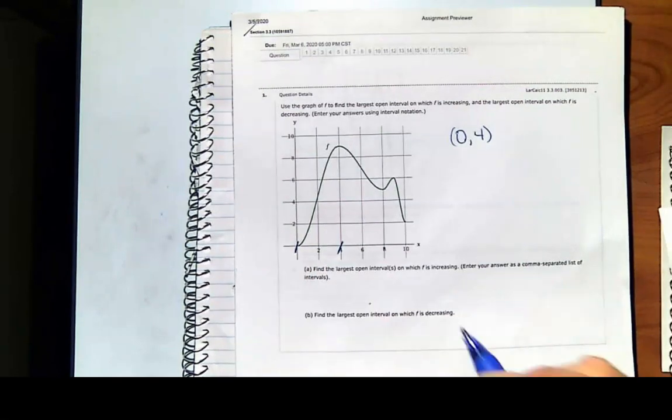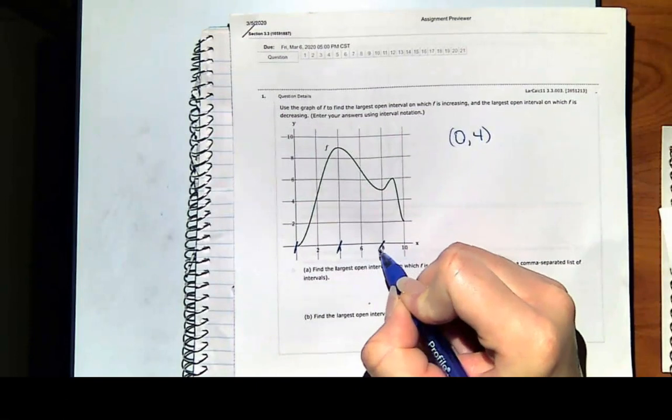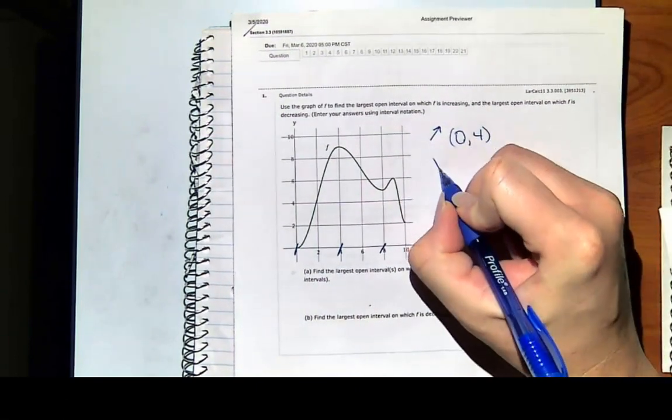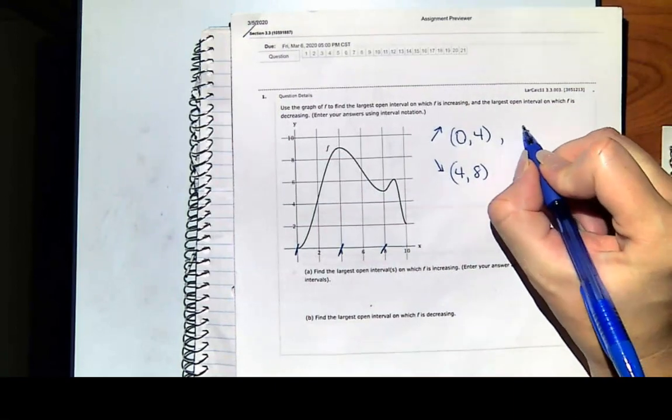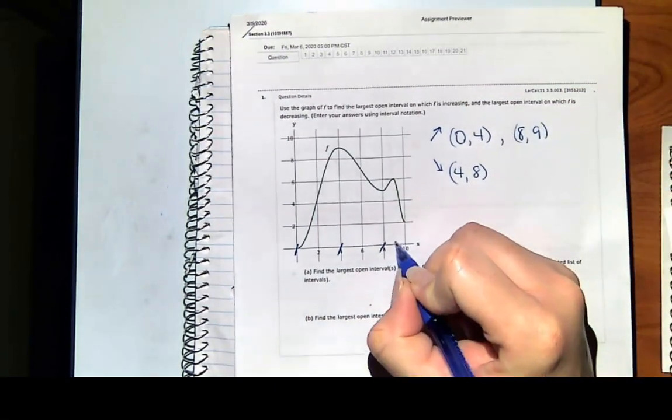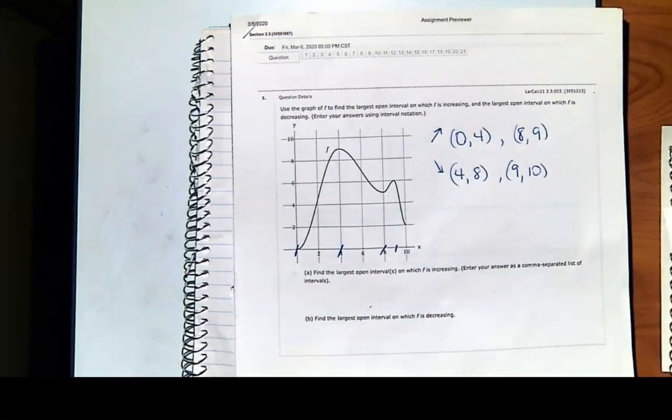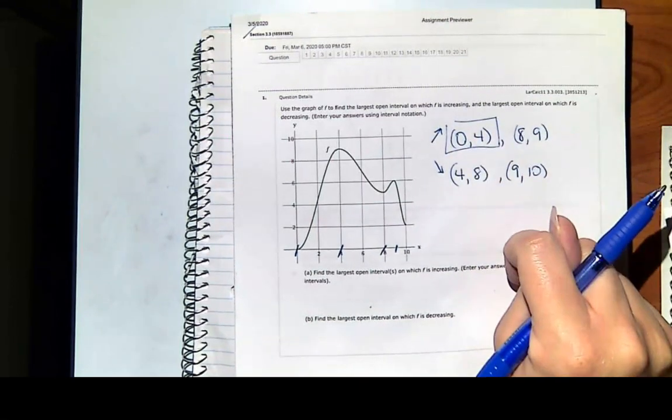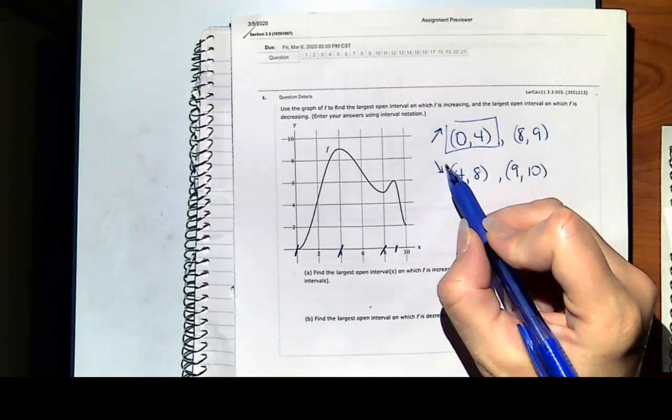So from here to here, on this width, it's going up. From here until here, he's going down. So from 4 to 8, he's going down. And then from 8 to 9, he's going up. And then from 9 to 10, he's going down. Well, it wants the largest or the widest open interval. So of your options, that's the widest of the two where he's increasing. And of your options, that's the widest of the two where he's decreasing.